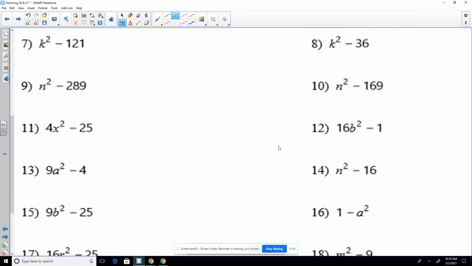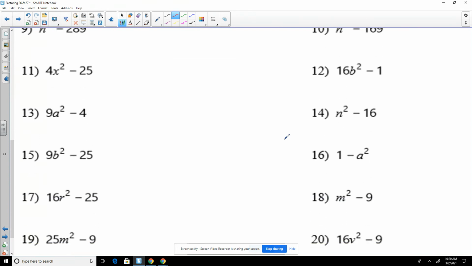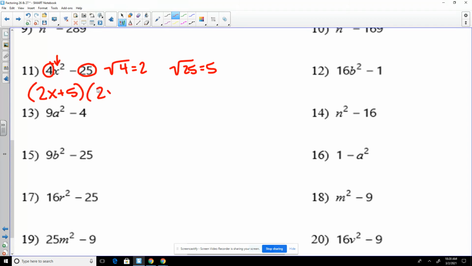Now, if you scroll down here and look at numbers 11 and 12, number 11 has a coefficient in the first term and the constant term. So what's the square root of 4? The square root of 4 is 2. What's the square root of 25? The square root of 25 is 5. And my variable is x. So my binomials are going to be 2x plus 5 and 2x minus 5.